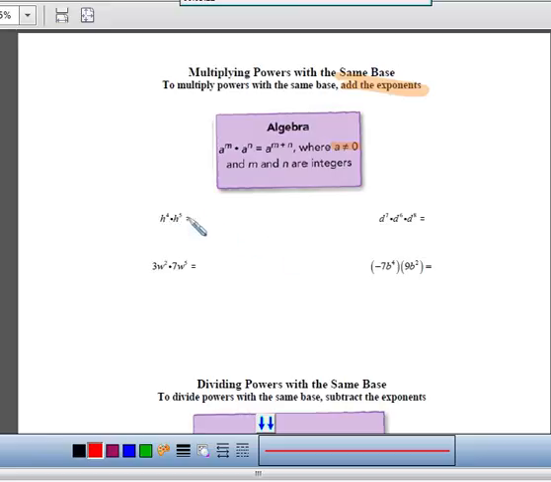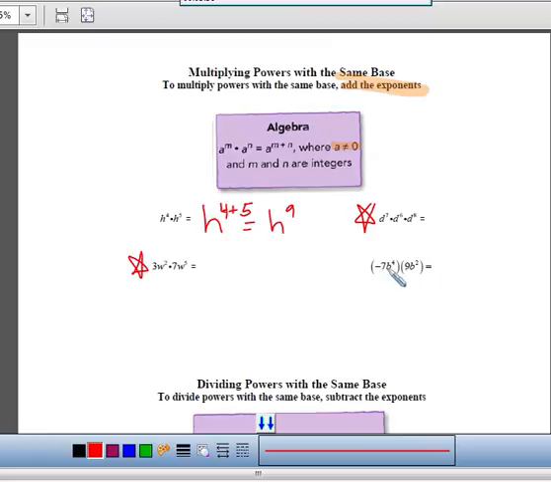So h to the 4th times h to the 5th is h to the 4 plus 5, which is equal to h to the 9th. Why don't you try this one on your own, the problem with the d's. I'll check to see who does that one. Actually, I'm going to have you try this one on your own as well. I'm going to do this one with you, and this might help you with the one before it.